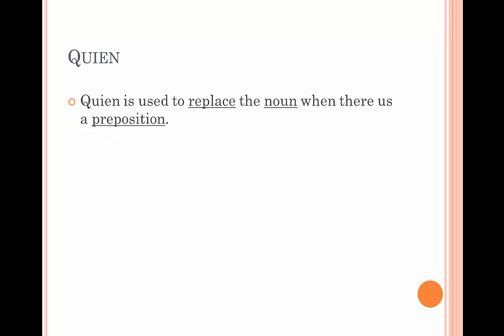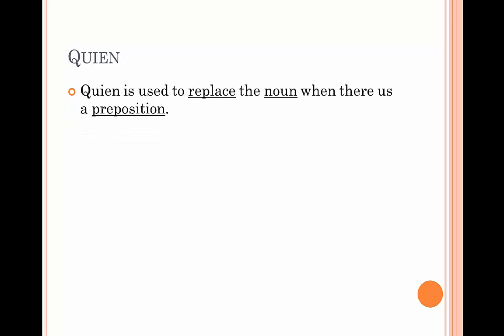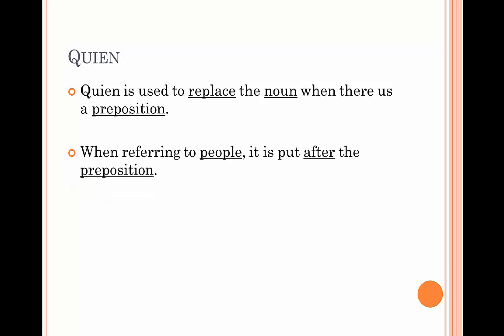Now we're going to have a look at quién. Quién is used to replace the noun when there is a preposition. When referring to people, it is put after the preposition. For example, ¿Con quién vas a pelear? Meaning, with who are you going to fight?